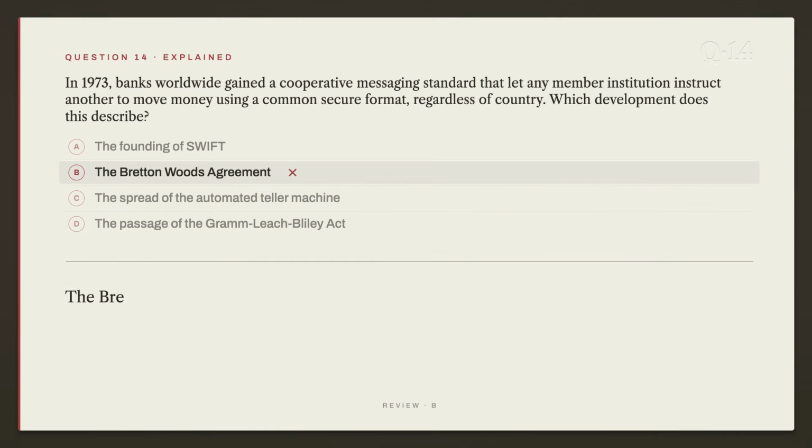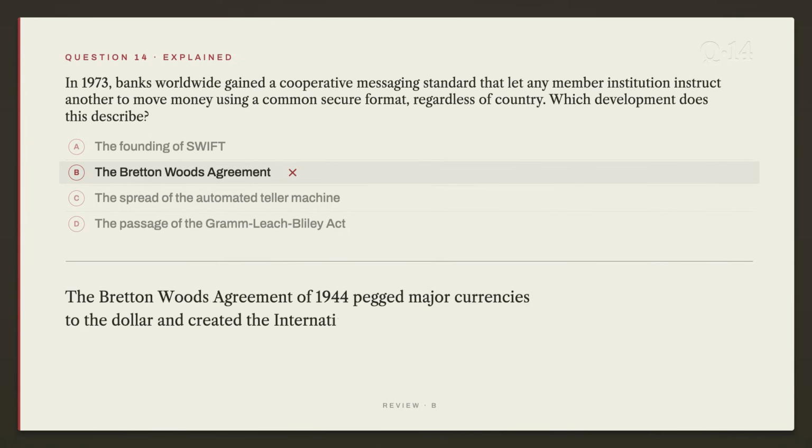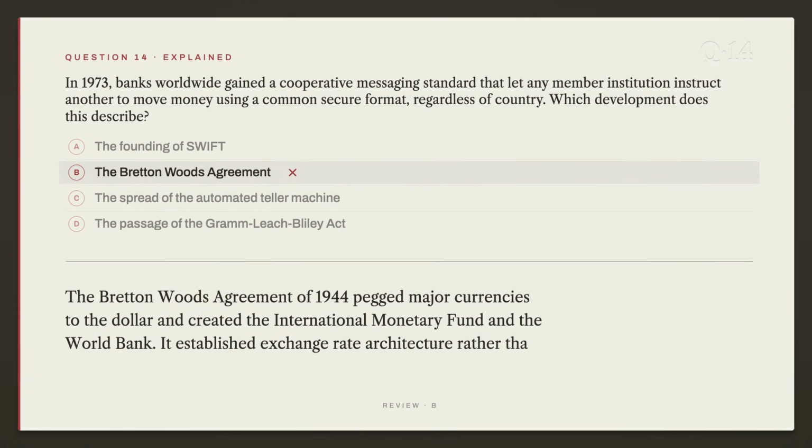B is wrong because the Bretton Woods Agreement of 1944 pegged major currencies to the dollar and created the International Monetary Fund and the World Bank. It established exchange rate architecture rather than a messaging standard.